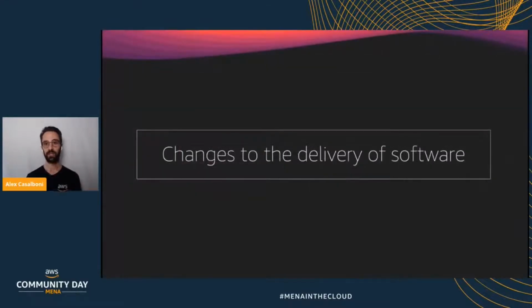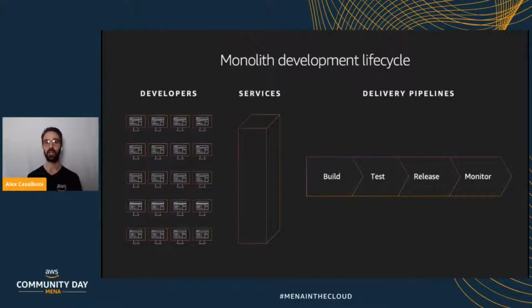The last thing I want to mention is what has changed in the delivery of software itself. So you're building code, and we want to make that available to your customers. What we have experienced at Amazon is that back 20 years ago, all our developers were developing into the same repository, into the same monolith service, so that we had a very simple delivery pipeline. We just build, test, release, and then monitor the production environment, which was pretty simple. But it was slow.